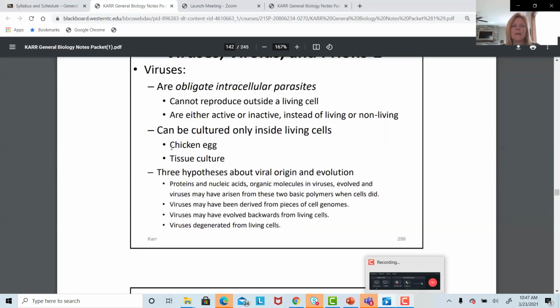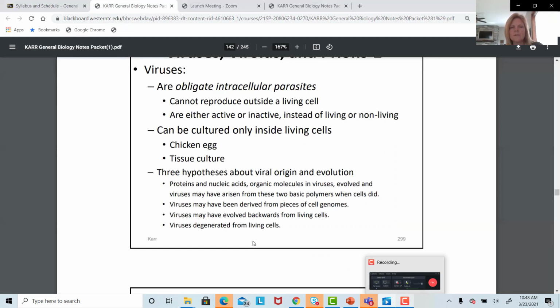For example, the flu virus, when we're growing those to make vaccines, we have to use a chicken egg to grow that flu virus. We can't grow flu virus outside of cells. So it requires either a chicken egg or tissue cultures of some kind. So we need these tissues made up of living cells to infect with the virus, and then we can culture and grow them. To culture a virus means to grow it.